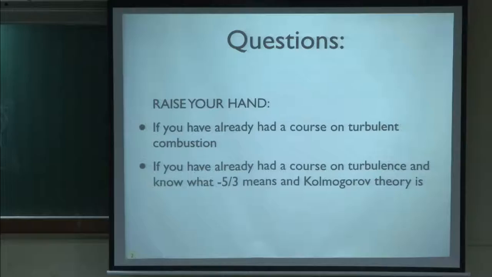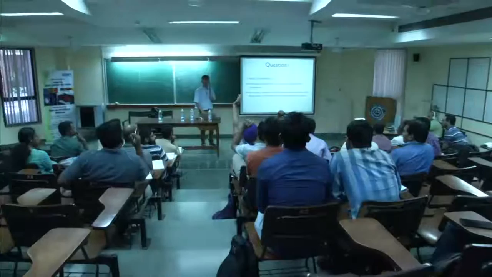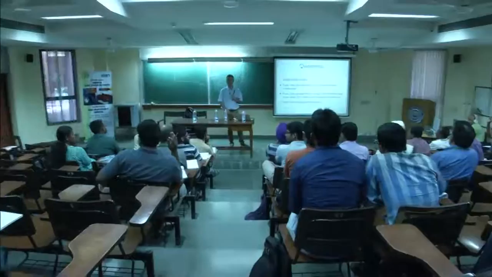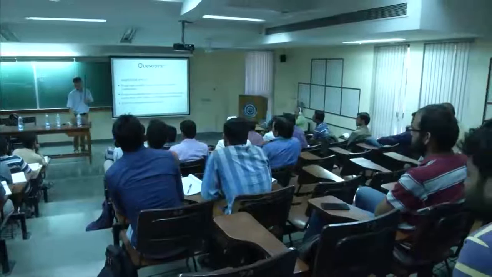Few people, yeah? So minus 5/3 and all this business. And who knows how the K epsilon model works? One person. OK. So I'm going to go not too fast.